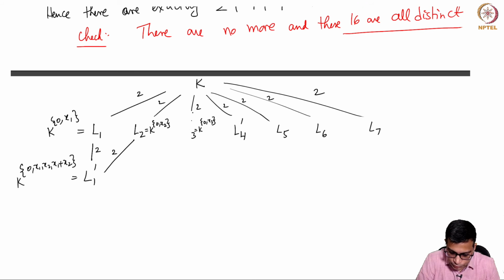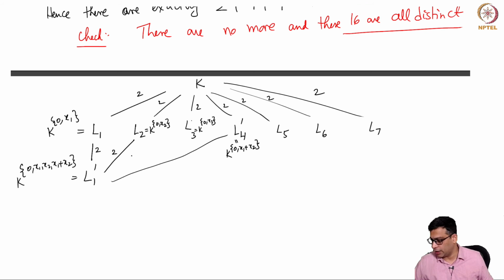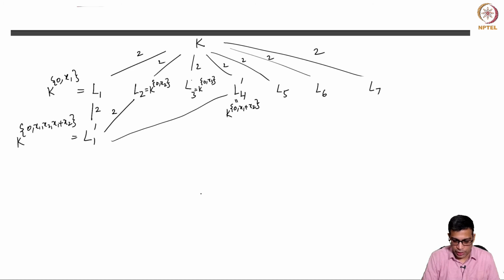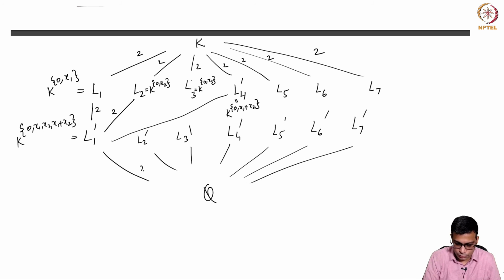But what will this be? There will be one more that contains this, and that would be 0 x1 plus x2, whatever that is, there will be an inclusion here. Okay, and L1 prime will not be contained in any other things. So basically we can, and of course underlying all of these is Q. So these are all 2, of course.